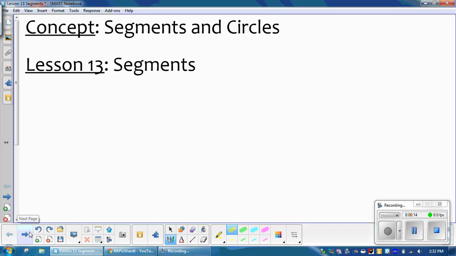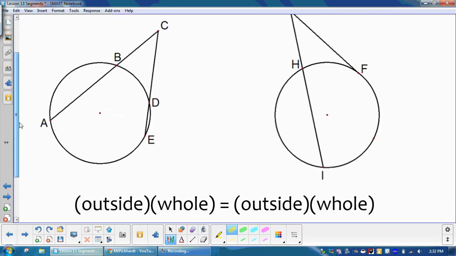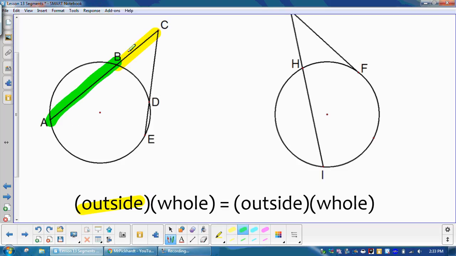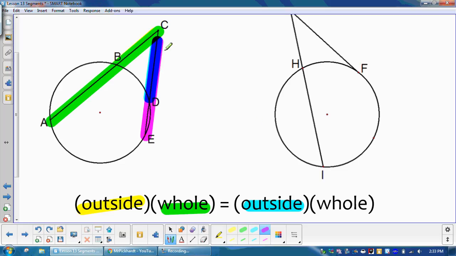and how they relate to the circle. So we have one relationship that exists if we have two secants, or if we have two secants and a tangent, and those relationships are the same. It is that the outside length of one secant, so let's say that length, times the length of the whole secant is equal to the outside length of the other one times the length of that whole secant.